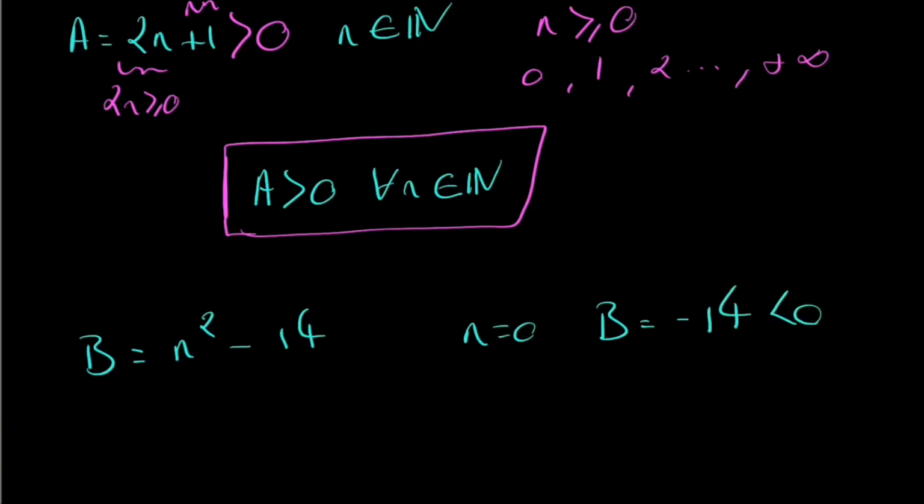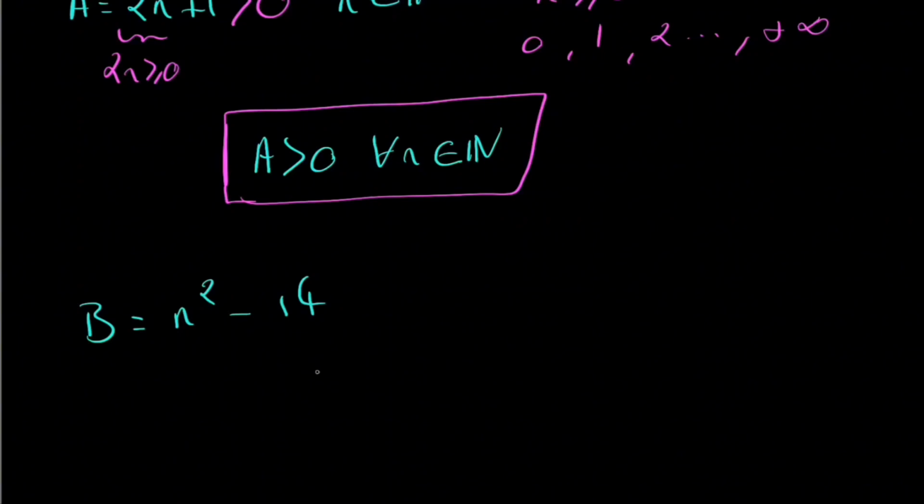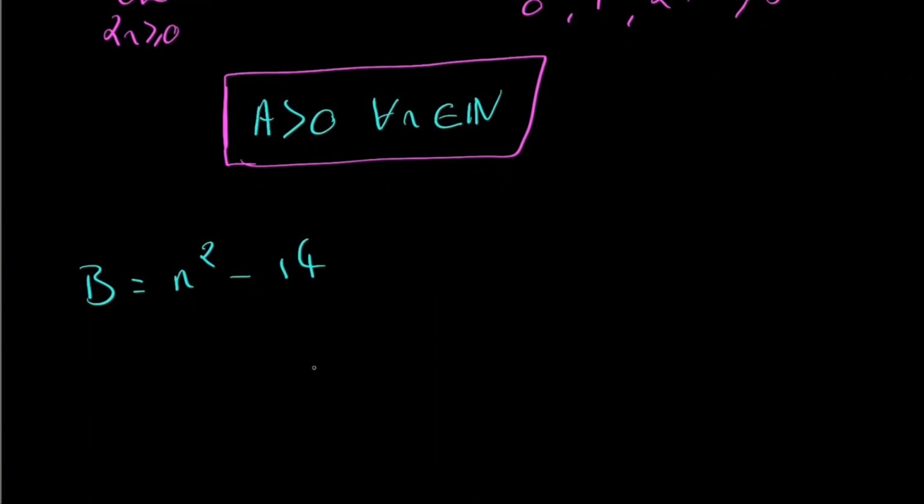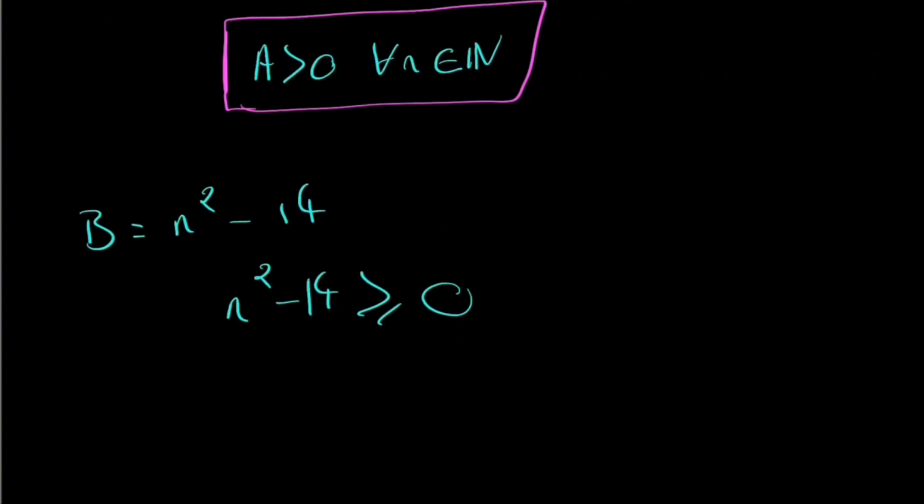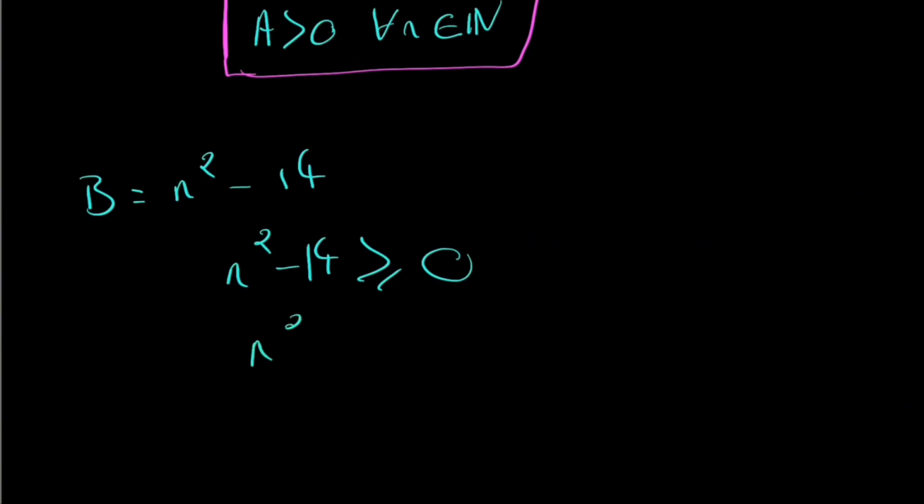Now we want to know, depending on n, whether b is going to be negative or positive. So let's solve n squared minus 14 superior or equal to 0. Let's solve this inequality. So n squared is superior or equal to 14. I just added plus 14 on both sides.